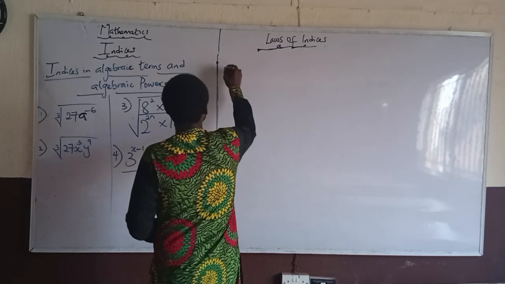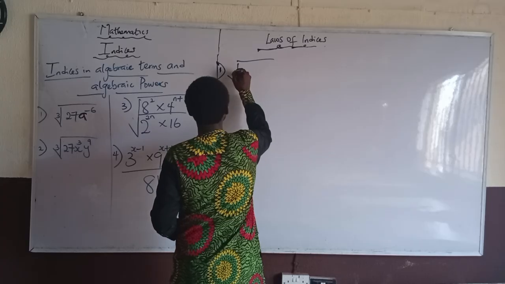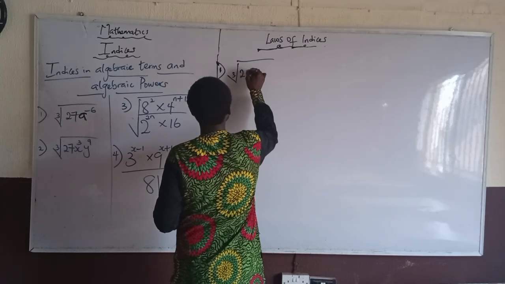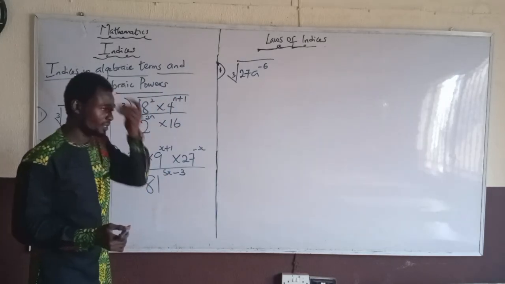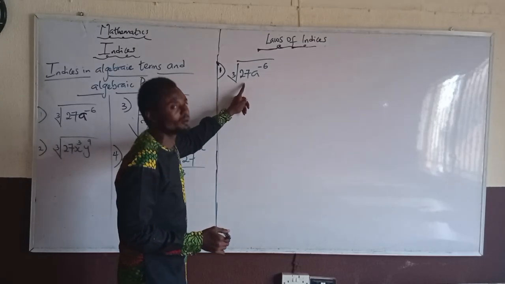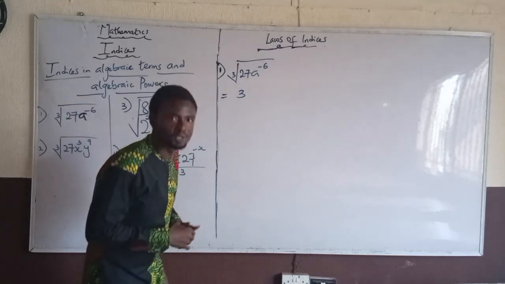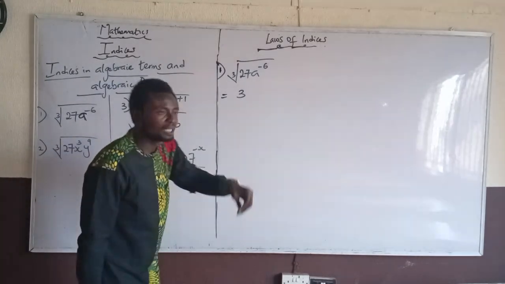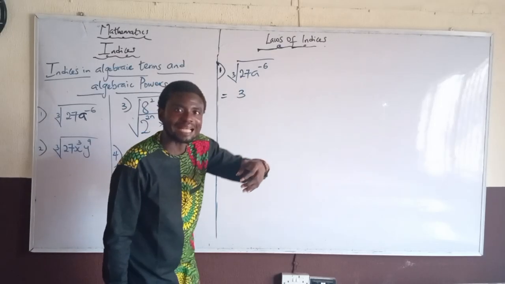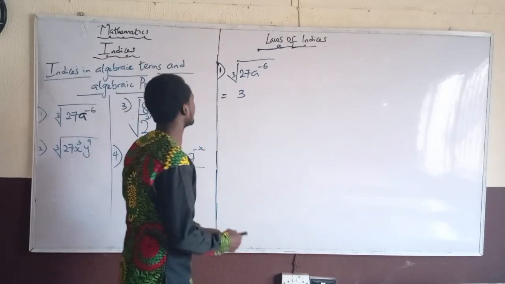So the first question, number 1, I have cube root of 27a raised to power minus 6. Now, cube root of 27 is 3. Cube root means which number will multiply by itself 3 times that will give 27. And that number is 3. 3 times 3 times 3 is 27.